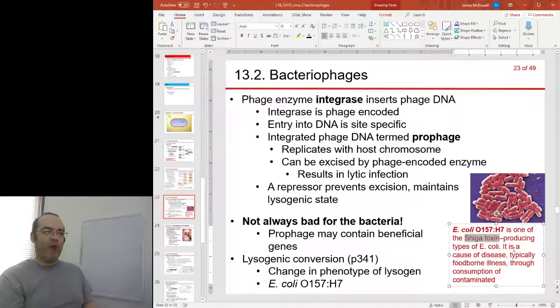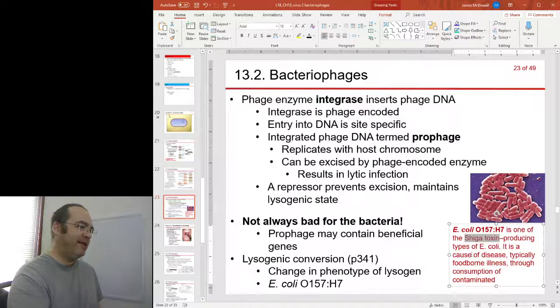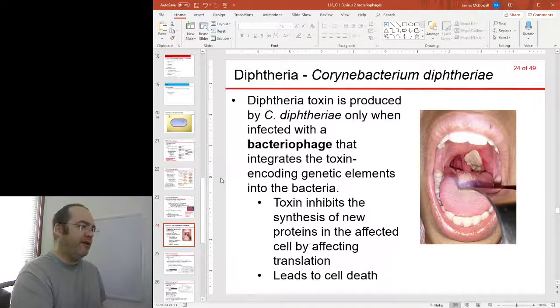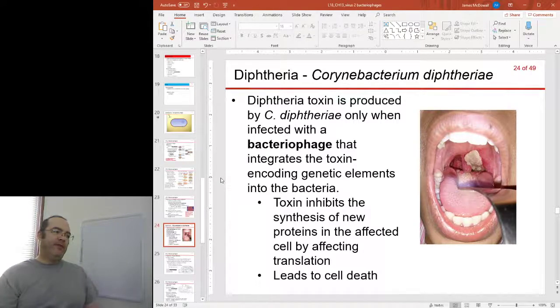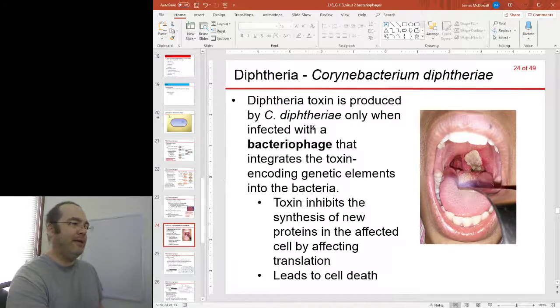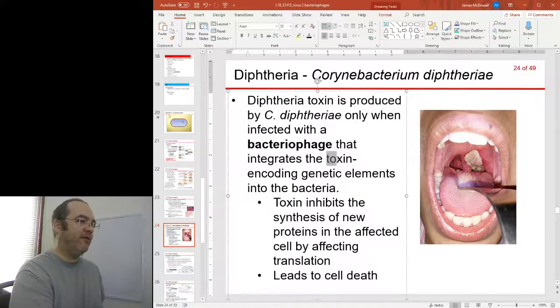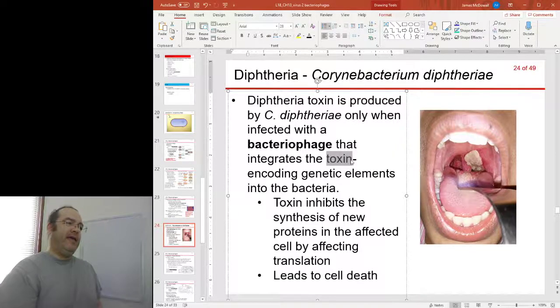So really, when you get sick from E. coli, you shouldn't blame the bacteria. You should blame the bacteriophage that gave the bacteria the ability to make the toxin. Another good example is diphtheria. Diphtheria is a pretty nasty disease, but the bacteria that causes diphtheria is only able to have this nasty effect because of the toxin that it is given by the bacteriophage.